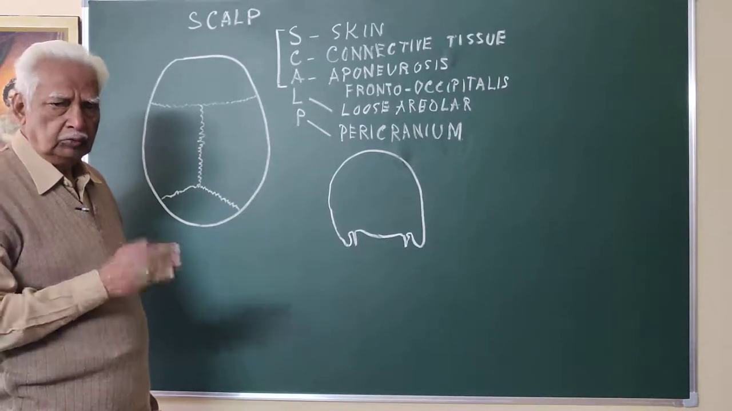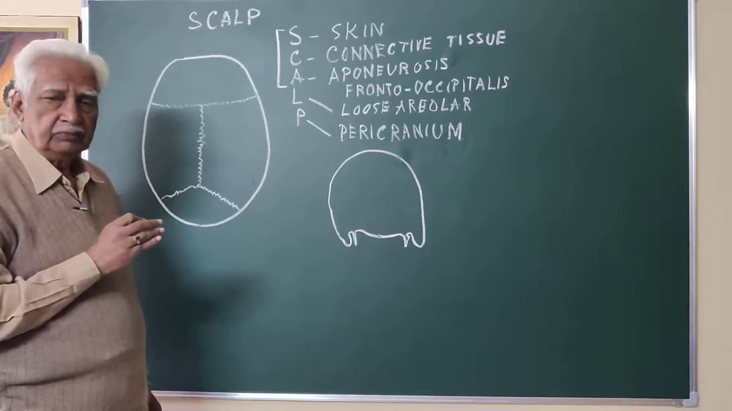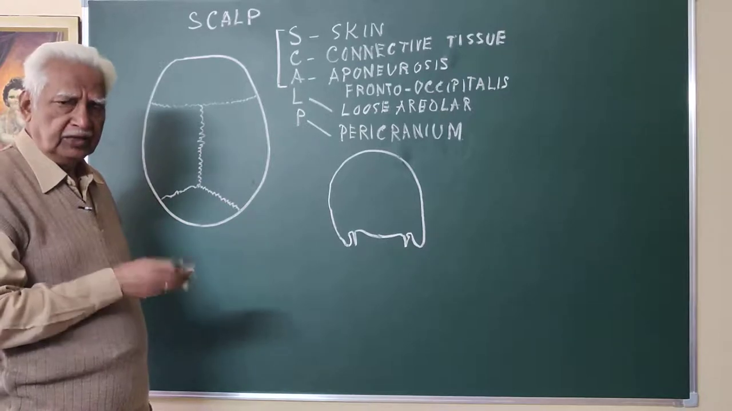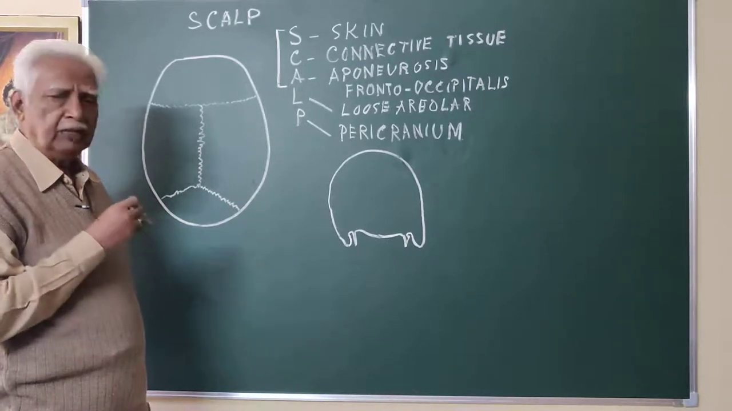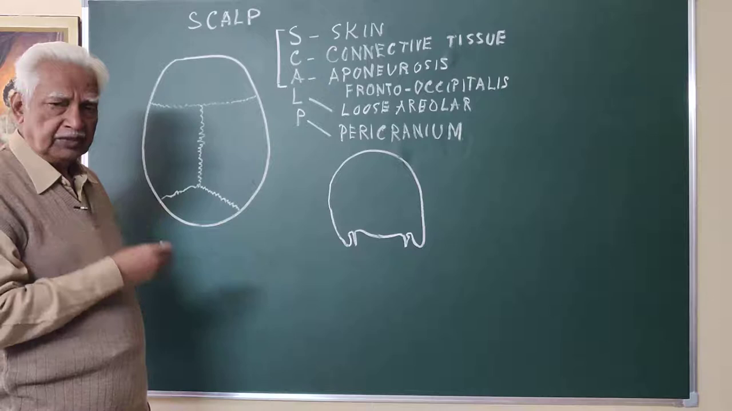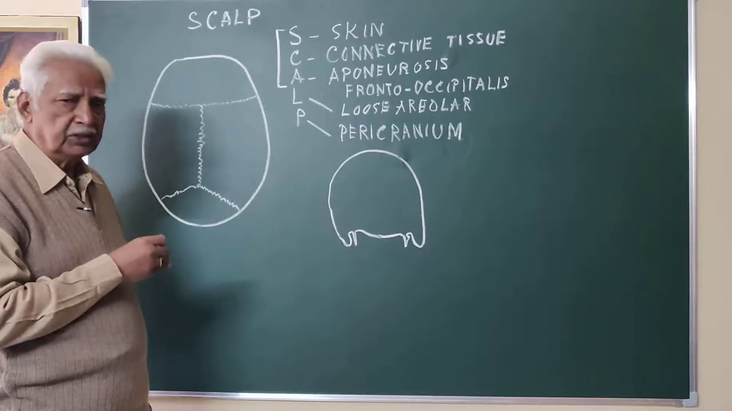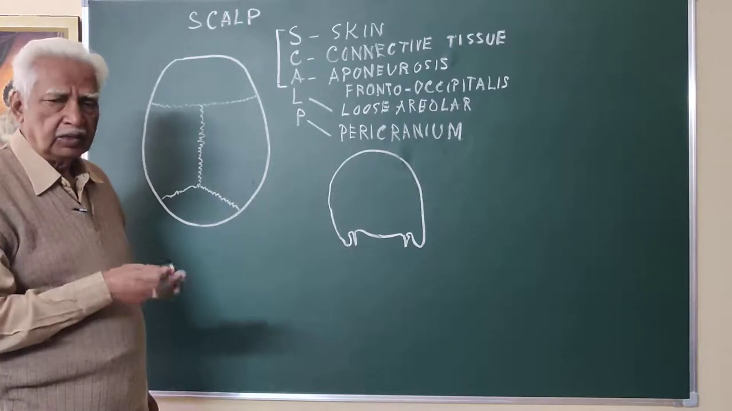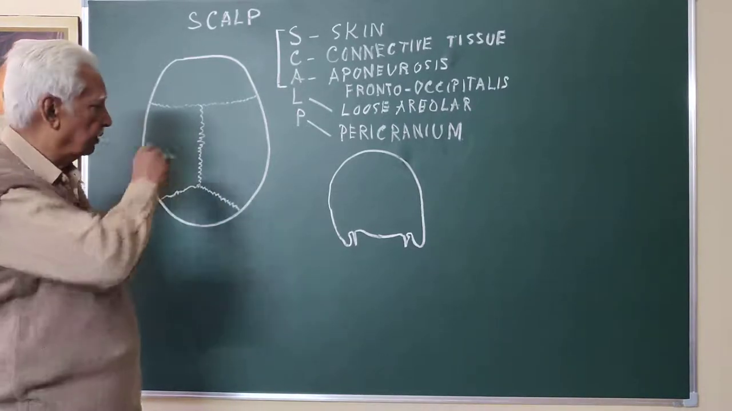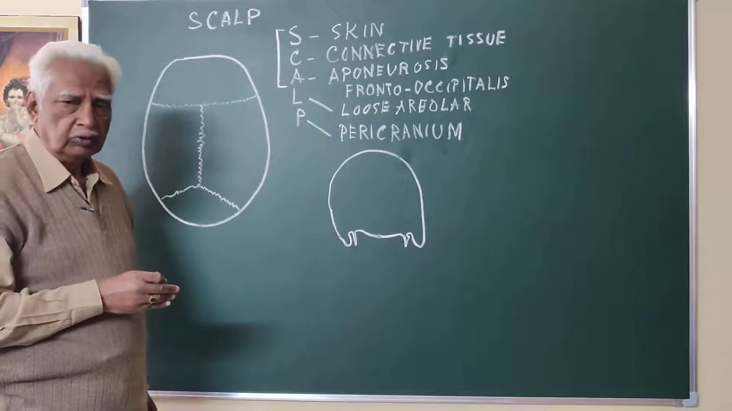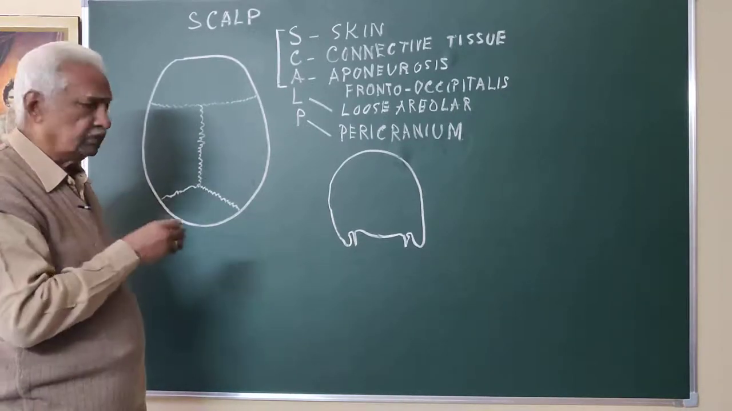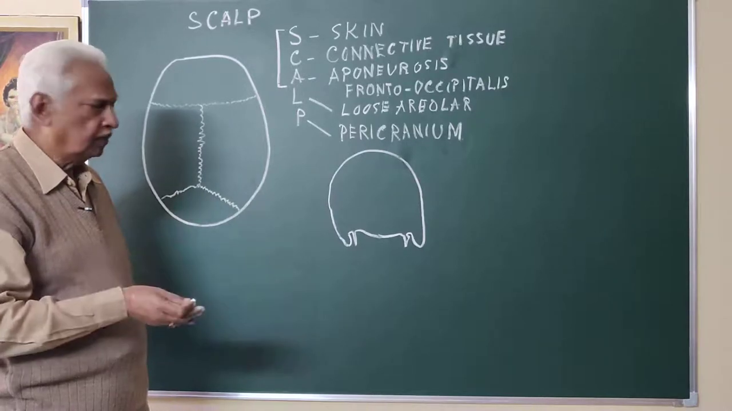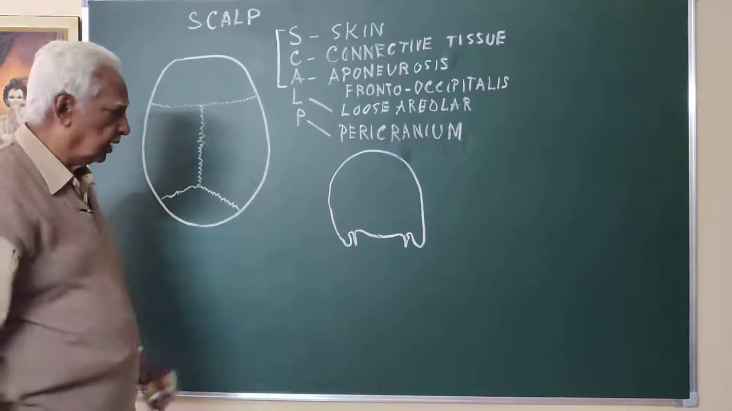So now you will appreciate that the skull can be viewed from the front side, norma frontalis. It can be viewed from the back side, norma occipitalis. It can be viewed from the right or the left side, norma lateralis. And from the top, which we are going to discuss today, that will be norma verticalis. So four different views of the cranium you should keep in mind.